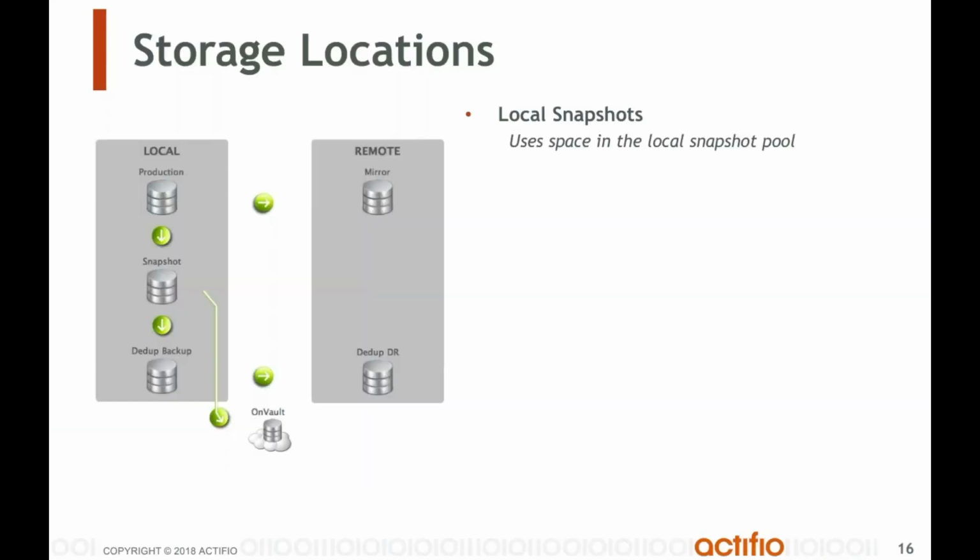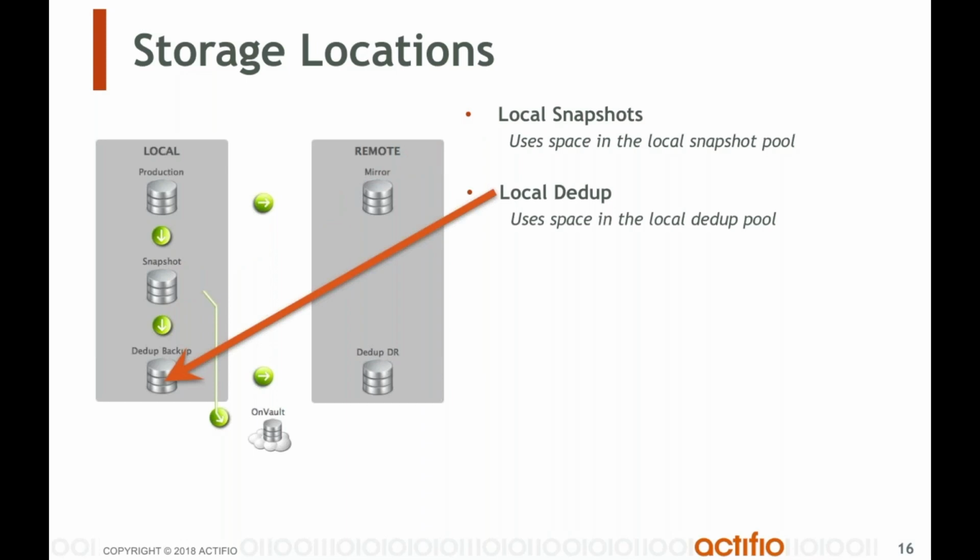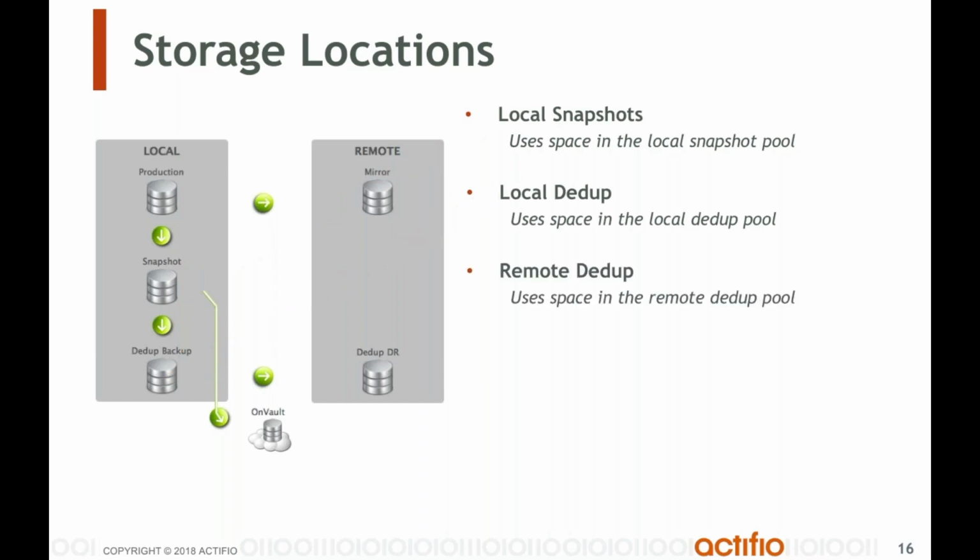Well, the first is local snapshots. Local snapshots provide you with a local instant incremental backup of the system, and it is represented on our map by the snapshot pool indication. Local dedupe, of course, was for that longer-term local retention and is shown as the dedupe backup pool. Remote dedupe, as I said earlier, is long-term remote retention at an offsite location and is represented by the dedupe DR pool. The important thing to remember here is that this dedupe pool is local to the remote system.